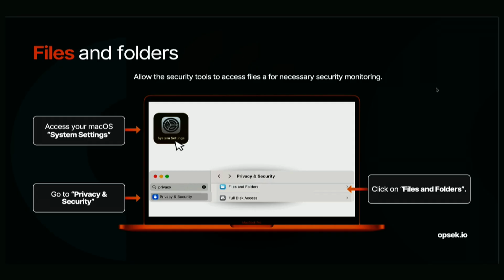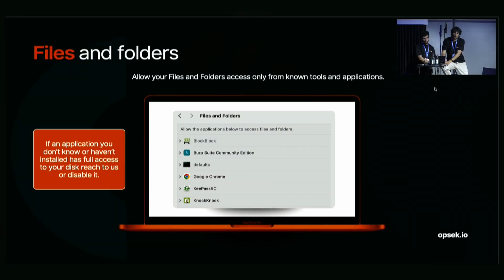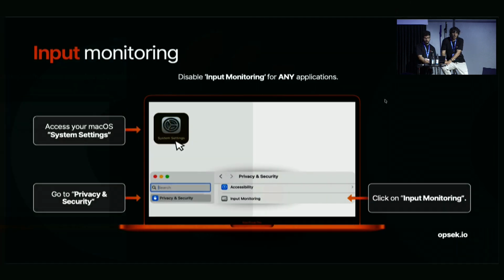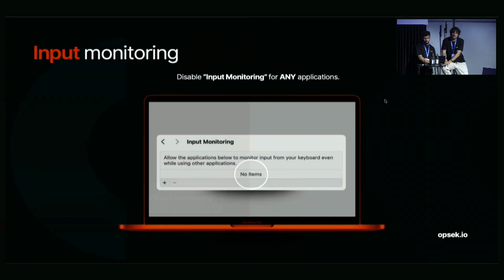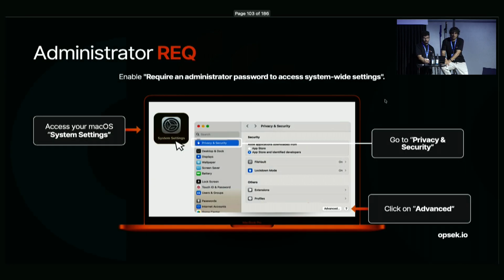Then the same for files and folders. You will click there and see which applications can access any file and folder, and you remove what you do not recognize, or just applications that shouldn't have that permission. Input monitoring, the same. There you will see what apps are able to check what you're typing. Usually Discord is there, disable it. Discord is super dangerous to use.